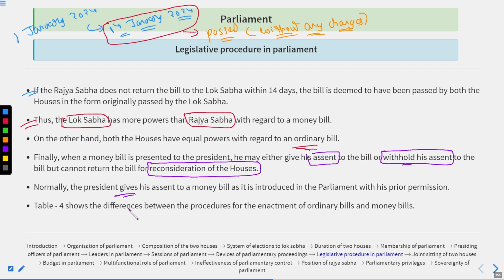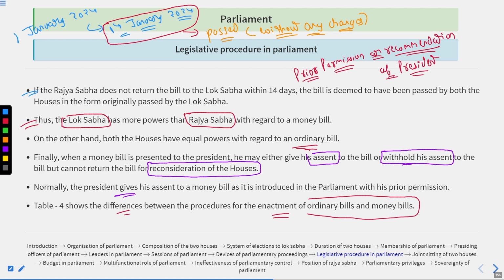Why? Because it can only be introduced in Parliament with his prior permission. Like we had seen, the money bill is presented by the Finance Minister in the Lok Sabha with the prior permission or recommendation of the President.